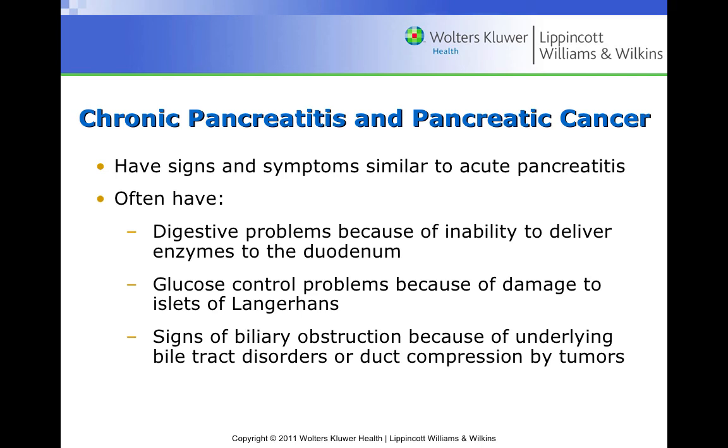Chronic pancreatitis and pancreatic cancer. Both have similar signs and symptoms. Upper left quadrant pain, often precipitated by alcohol or overeating, nausea, vomiting, gas. As the disease progresses, you may begin to see signs and symptoms of diabetes as the exocrine and endocrine functions of the pancreas fade away. Weight loss and fatty stools, which we call steatorrhea, occur with both of these disease processes.